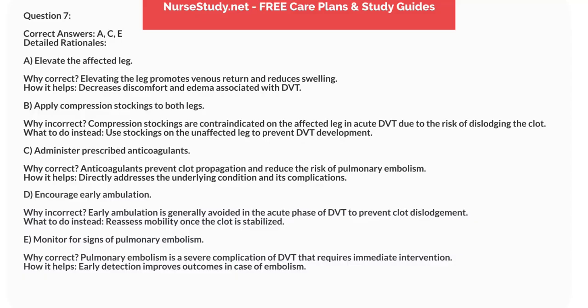Monitor for signs of pulmonary embolism. Why correct? Pulmonary embolism is a severe complication of DVT that requires immediate intervention. How it helps: early detection improves outcomes in case of embolism.